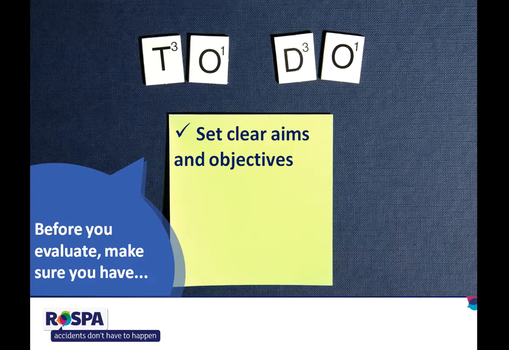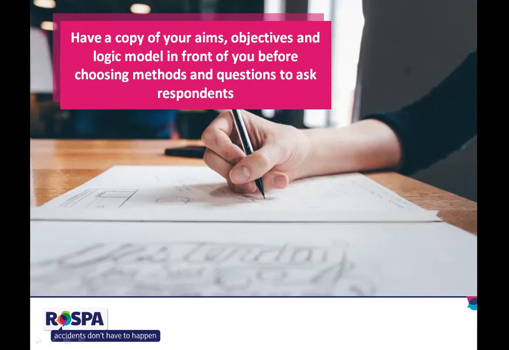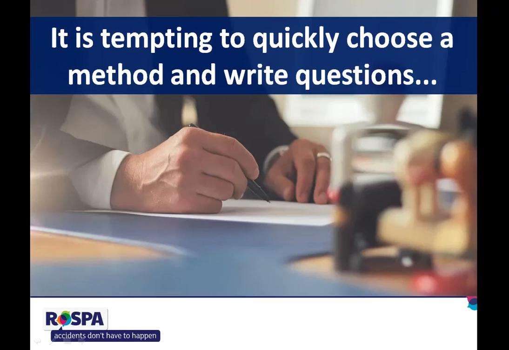I will start by explaining what information you will need before you can start evaluating your project. Firstly, if you haven't already, you will need to make sure that you have set clear aims and objectives that you want to achieve by delivering your intervention. It is also recommended that you develop a logic model to plan out how your intervention will achieve your aims and objectives. You should review your aims, objectives and logic model and have a copy of them in front of you before you begin to choose your methods and create questions to ask respondents.